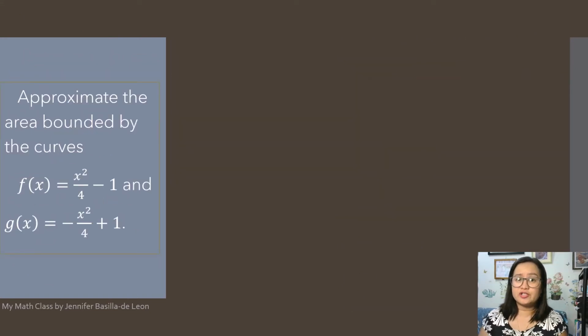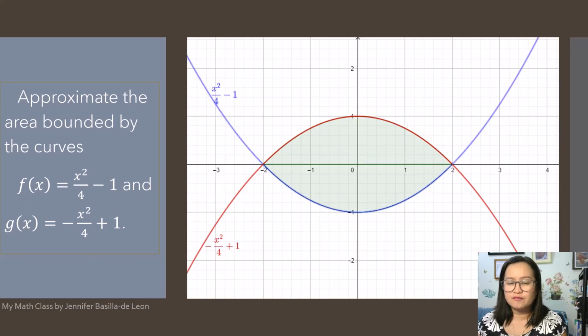Now let's try to use the concept of the definite integral in approximating the area bounded by the curves f of x equals x squared over 4 minus 1 and g of x equals negative x squared over 4 plus 1. Now, to have a visual grasp of the area, we need to graph the functions on the coordinate plane. Now, using GeoGebra, we will have this graph. So, in this case, we will look for the area on this portion.